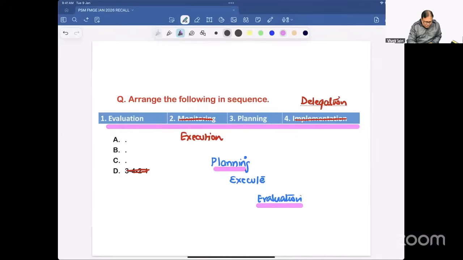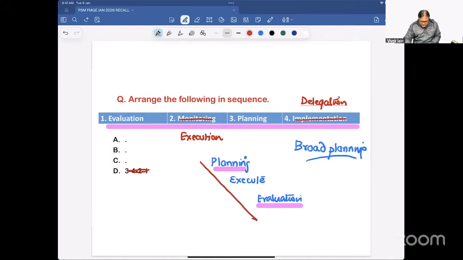Okay, what does broad planning contain? Question was broad planning. Okay, great. So if you are looking at three, then these are the three best options in sequence: planning, execution, evaluation. Planning, execution, evaluation. If you are asked about three out of them, right?